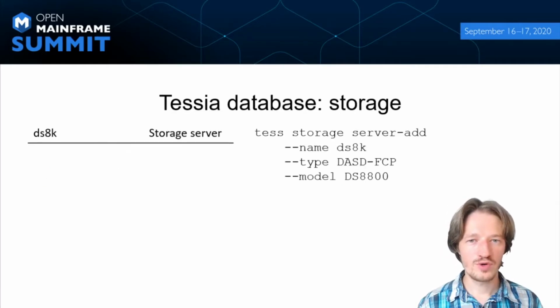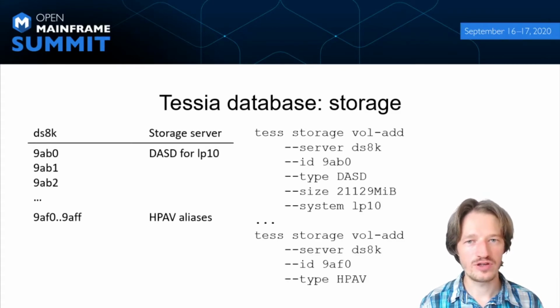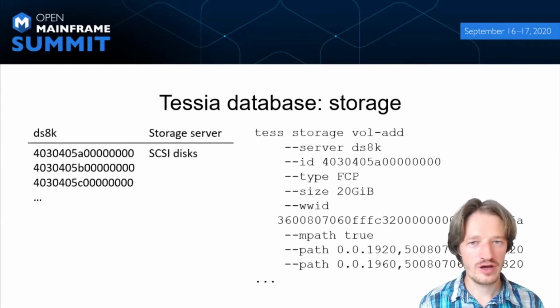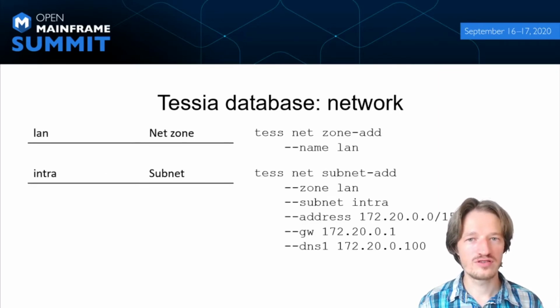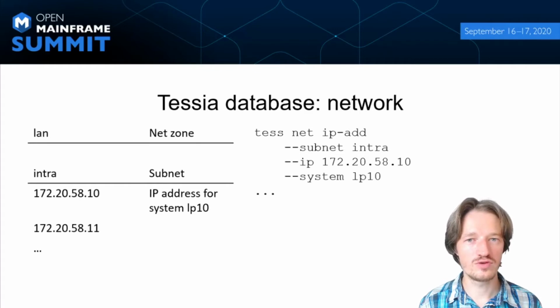For storage, we define a storage server and all the volumes are then added within it. A volume type can be a DASD or an HPAV alias. They have the simplest configuration, but they are Z-specific. SCSI volumes, on the other hand, should contain path information, such as the FCP device in use and worldwide port number. A network is separated into zones, which are a collection of subnets. Subnets have standard IP configuration and contain IP addresses to be used by systems.